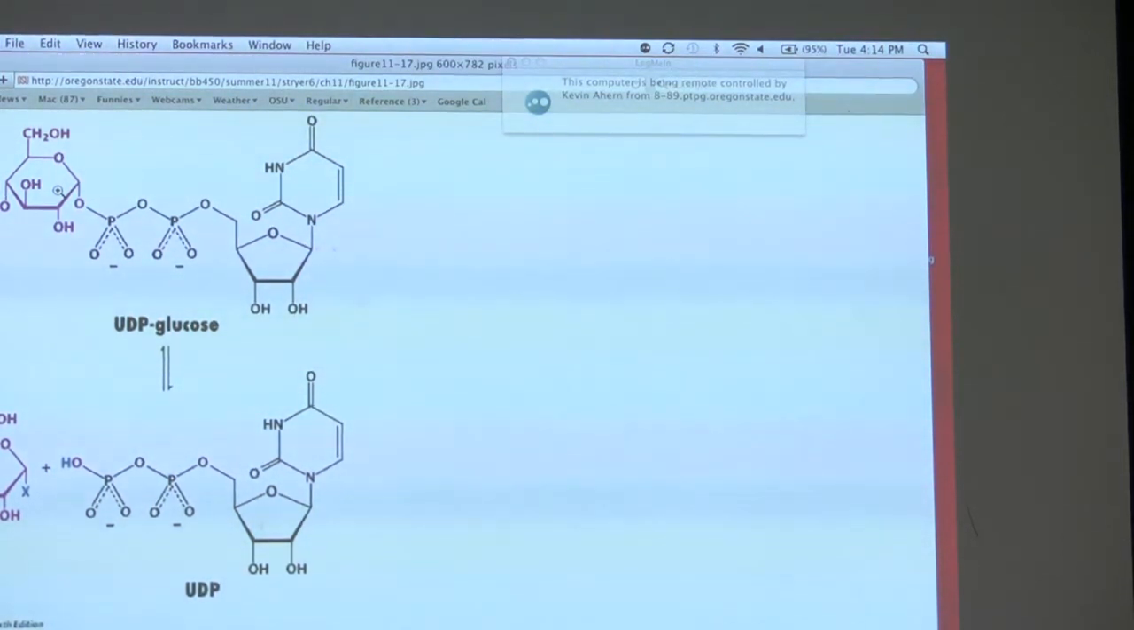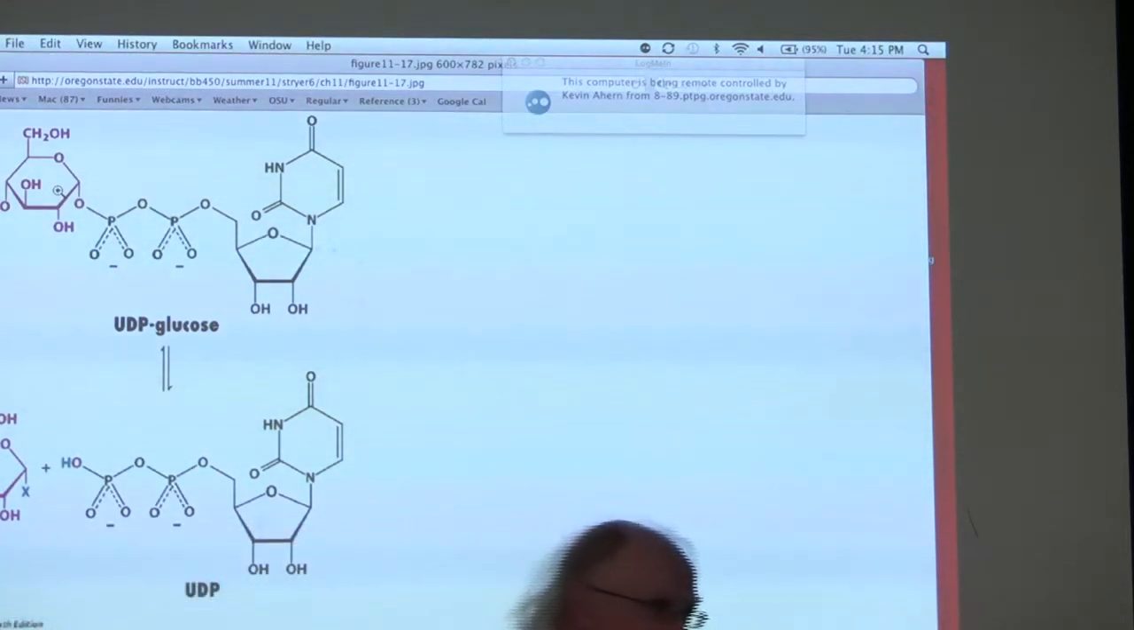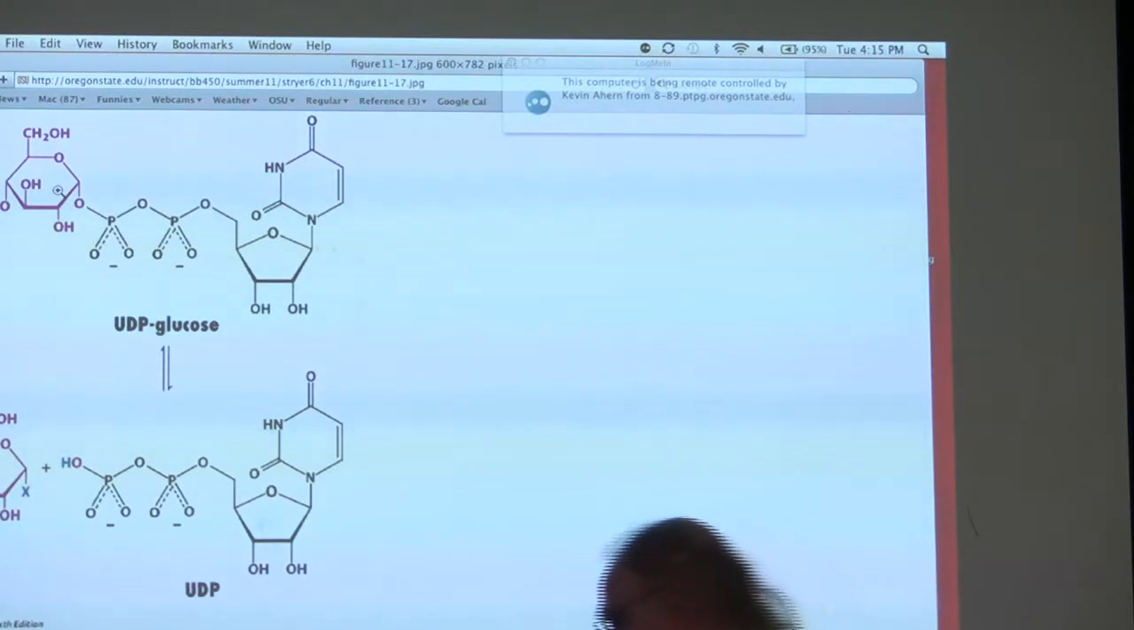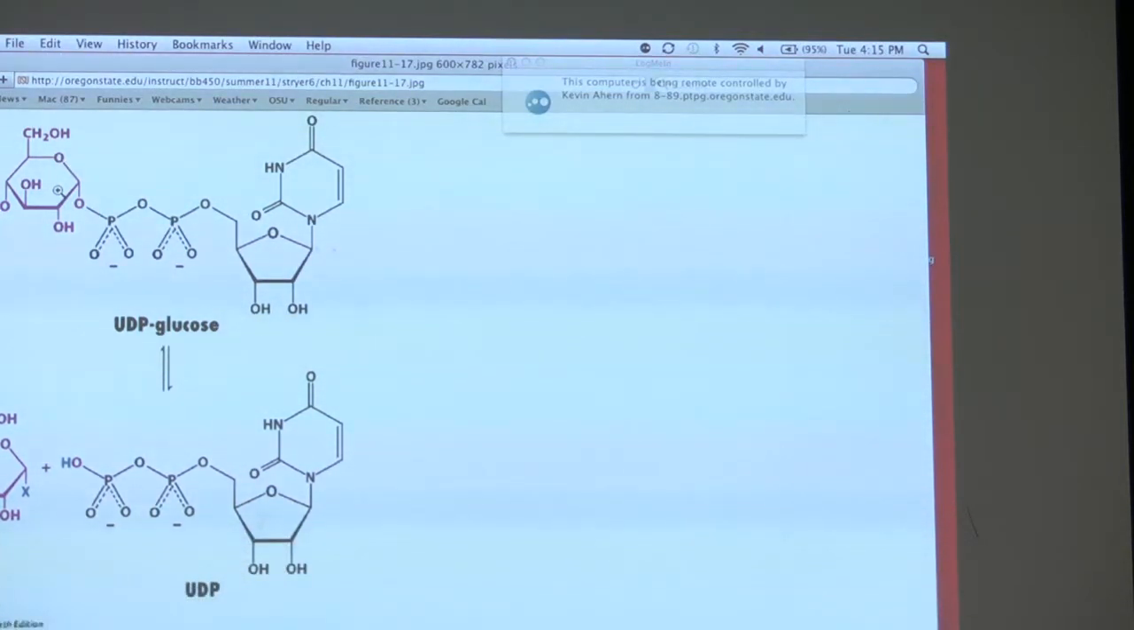Now, an activated intermediate is a molecule that has high energy. As you see here, it's a molecule that has high energy, and it uses some of that energy to donate a part of itself to something else. So it's a molecule that has high energy that uses a part of that energy to donate a portion of itself to something else. In the case of this molecule, UDP glucose, the high energy is used to donate glucose to a growing glycogen chain.